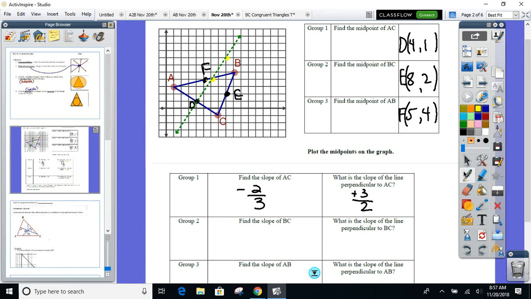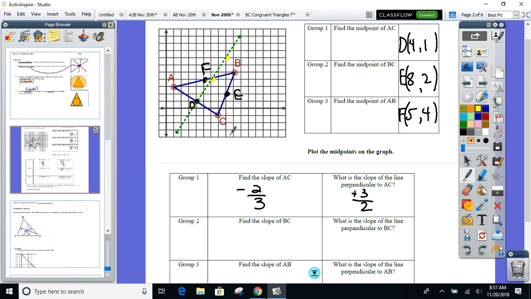Somebody give me a vocabulary term for this line we just drew in. Where does it go through? The midpoint of AC, and it's what to AC? Perpendicular. Give me a name for this line we just drew in, Caitlin. This is a perpendicular bisector for AC. Everyone correct? Everyone agree? Okay, I want to do the same thing now for the other segments.